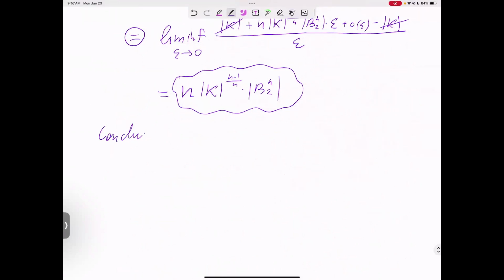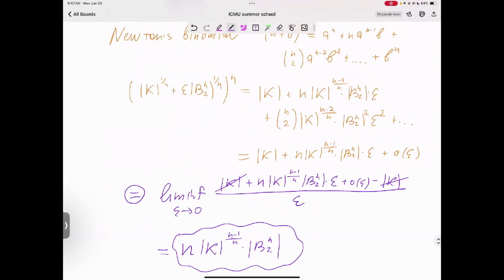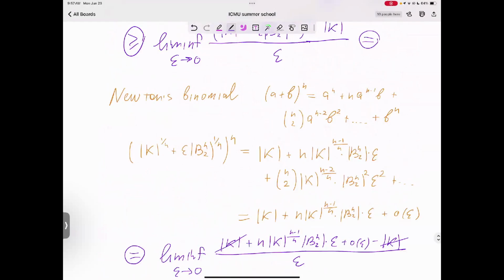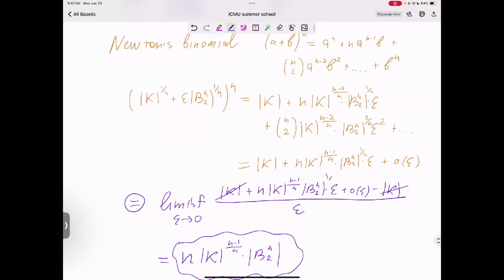So we conclude that the perimeter of K divided by the volume of K to the power (n minus 1) over n is bigger than or equal to n times, wait, I forgot, I apologize. Here, of course, wow, I'm sorry, I made an error multiple times and nobody corrected me, which is not good. You guys should correct me. Of course, of course, of course. We have to have 1 over n.